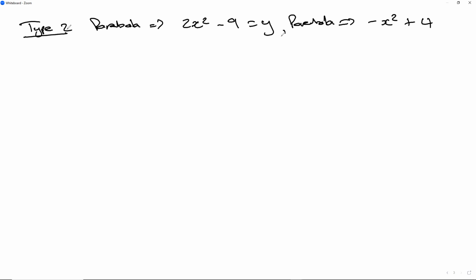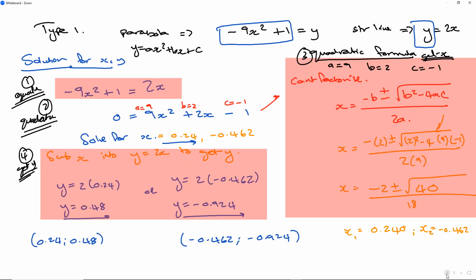Now, we're not asked to draw this, but we can always visualize anything at any point in time. If we remember the rules of parabolas, we know that if this value over here is negative, then it's going to be sad-faced. If it's positive, it's going to be smiley-faced. The straight line is going to be leaning towards the right because the gradient is positive.